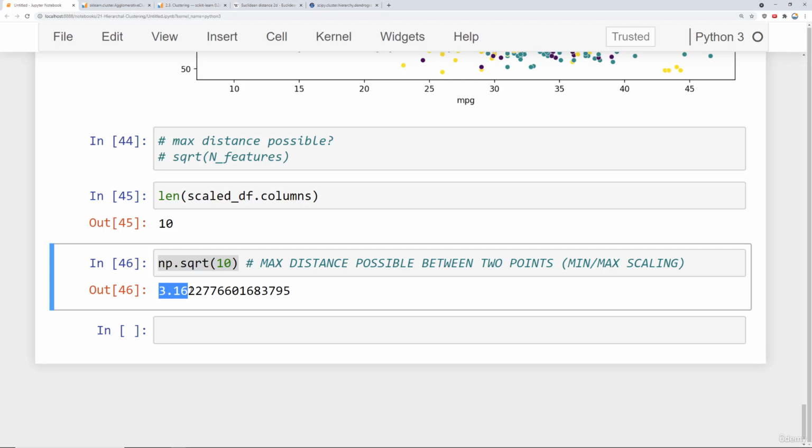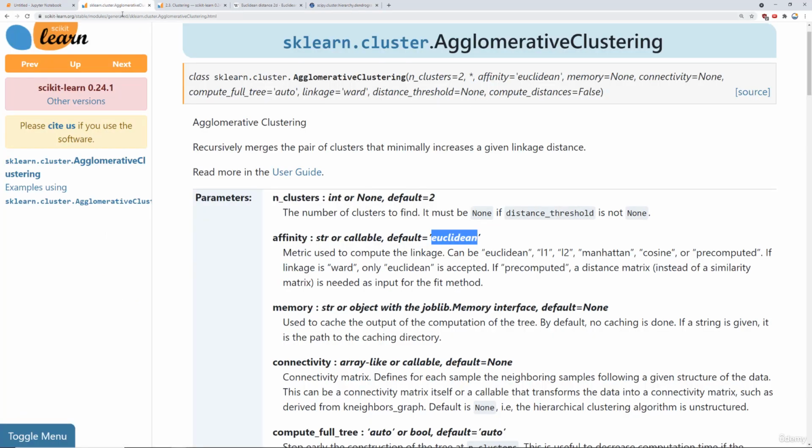So how do we use this information? Well, we come back to the scikit-learn class, and we'll realize that there's this interesting distance threshold argument that by default is None, because by default n_clusters is 2. But you'll notice it says here, it must be None if distance_threshold is not None. So let's start by setting n_clusters to None.